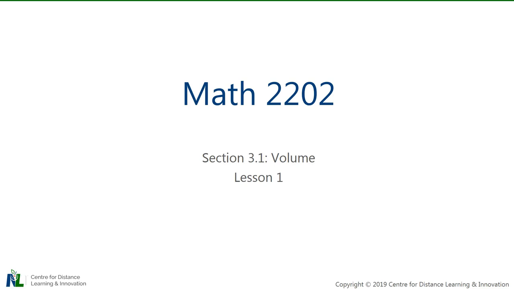Welcome to Unit 3 on volume and capacity. In this unit, we will be determining the volume and capacity of various 3D objects, such as prisms, pyramids, cylinders, cones, and spheres. And we'll also look at the difference between volume and capacity. So we'll start with section 3.1, volume.